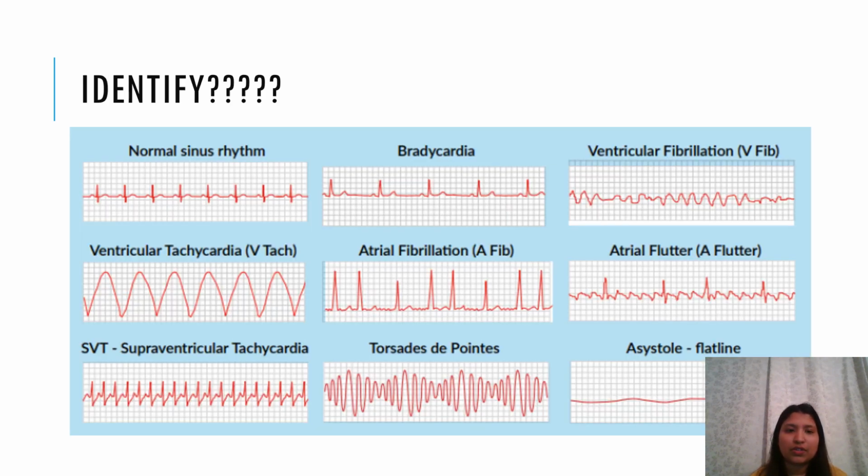So can you identify this rhythm? This is a normal sinus rhythm, bradycardia, ventricular fibrillation, ventricular tachycardia. As we discussed, there is a widened QRS. Atrial fibrillation, atrial flutter with sawtooth and more P waves, supraventricular tachycardia with narrow QRS, torsades de pointes and asystole. Thank you.